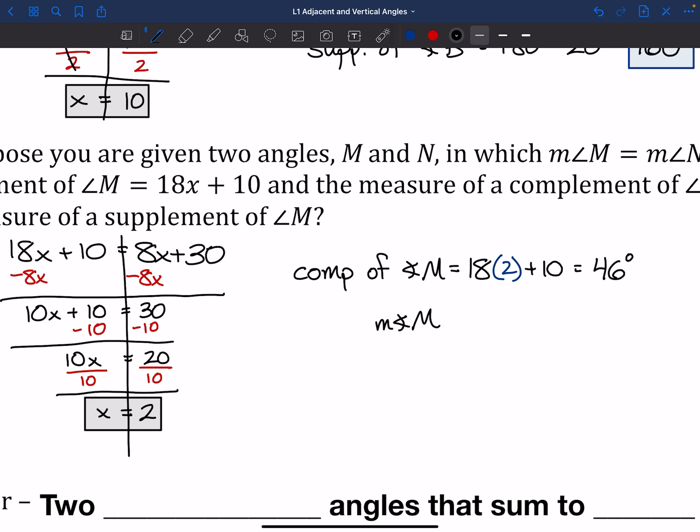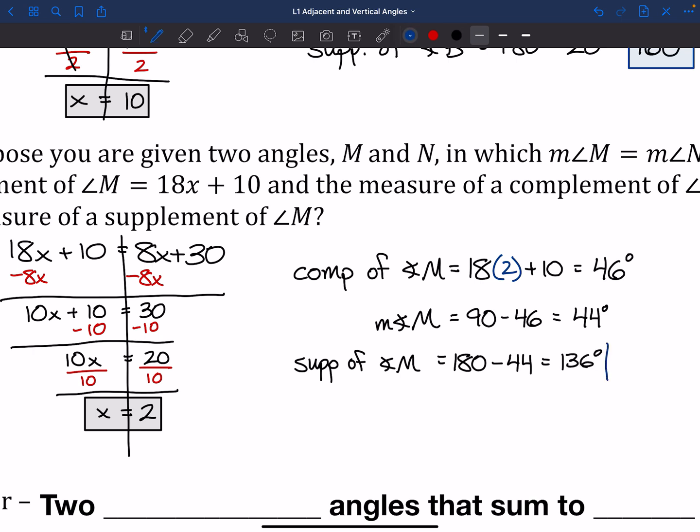If I'm looking for the measure of angle M itself, right, and actually I should probably use capital letters here, it's just however much further we need to get to 90, because its complement is 46. Right, so 90 minus the piece we know, which is 46, leaves us with 44 degrees. That's the measure of angle M itself. Last but not least, we need the supplement of angle M. Right? That's just how far it is to get from M up to 180. So we take 180, take away the piece we know. 180 minus 44 should bring us to 136 degrees. And that's what we want to get to at the end.